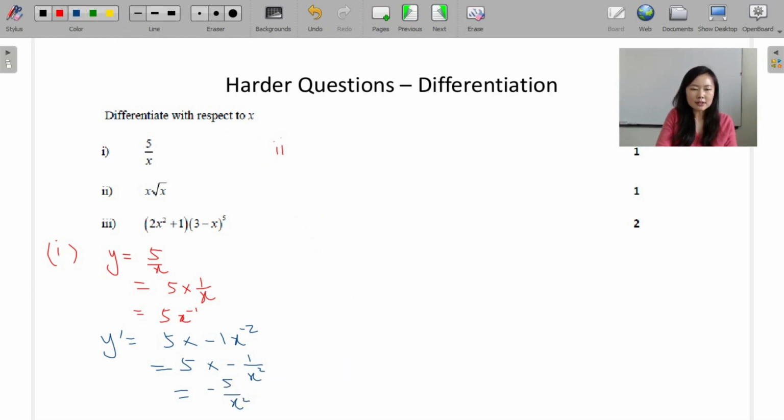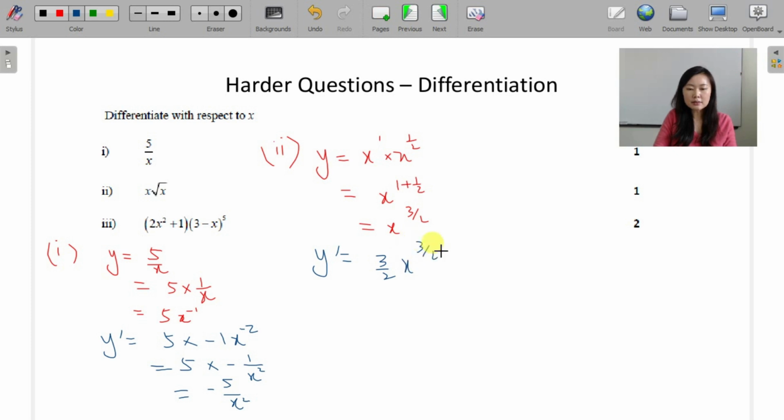All right, so second one, there's more room here. I'm going to do it here. So this one, you need to change it to a single index first. So basically x root x is x to the power of 1 times x to the power of half. Indices add when you multiply. And then we differentiate. Bring the power down, subtract the power by 1. So that's x to the power of a half. It's correct, but let's change it back into root x. Yeah, that's nicer.